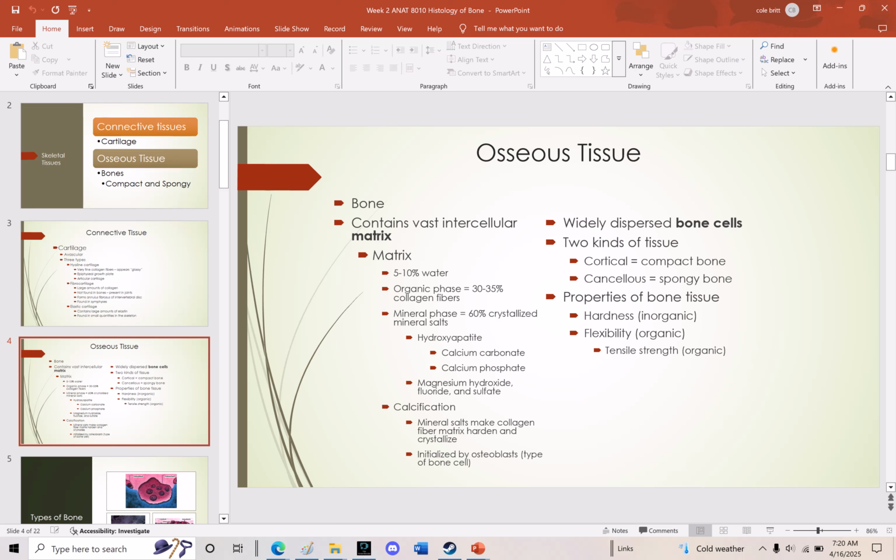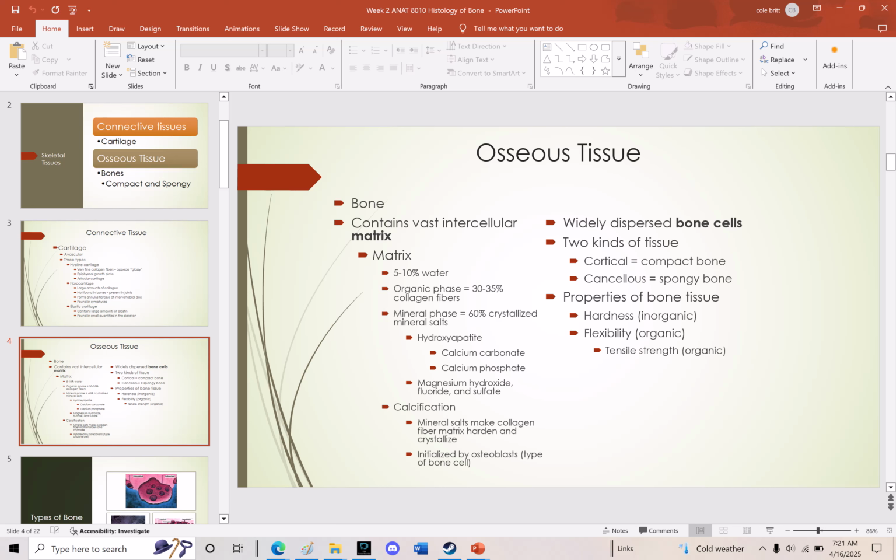So some blood levels that are checked when we suspect someone having cancer could be the phosphorus levels, and we'll see those go up in different types of osteolytic cancers, osteolytic mets, and things like that, metastatic disease. There's other minerals in there as well, though. There's magnesium, fluoride, and sulfate. In the calcification process, our mineral salts are going to make the collagen fiber harden and then crystallize.